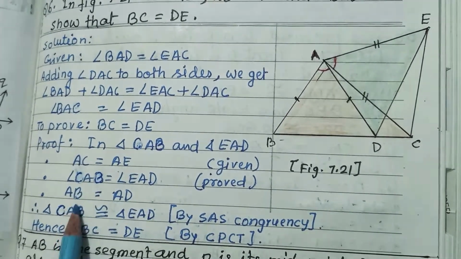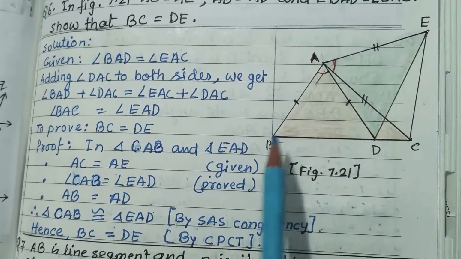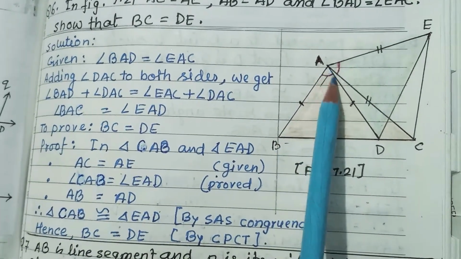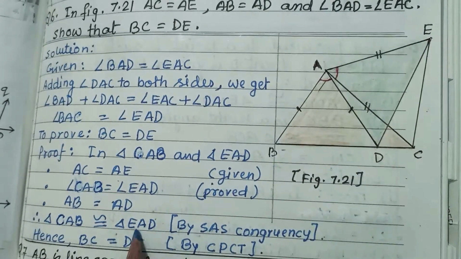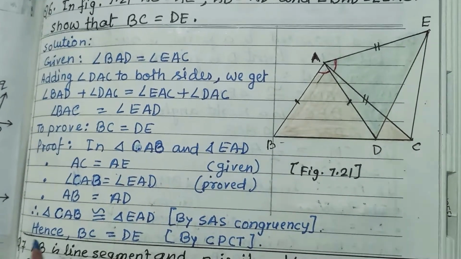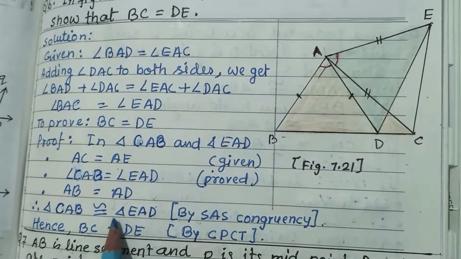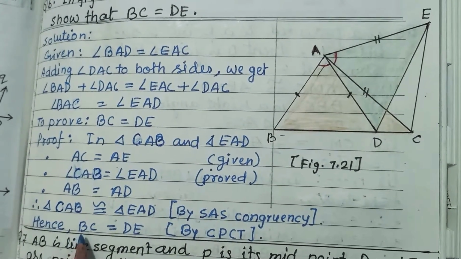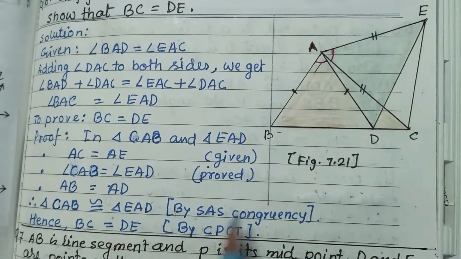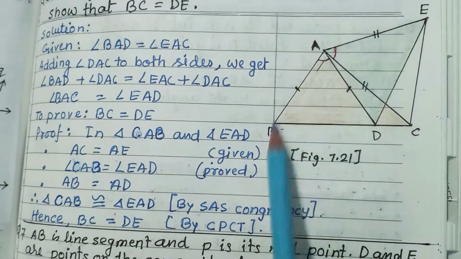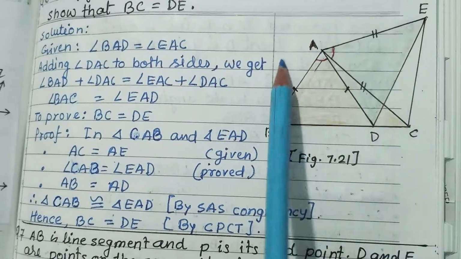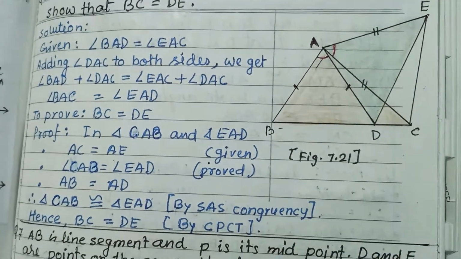So 3 points we have got, and this is 3 point side angle side. So by side angle side congruency rule, these two triangles are congruent, and by CPCT, BC of ABC and DE of ADE are equal.